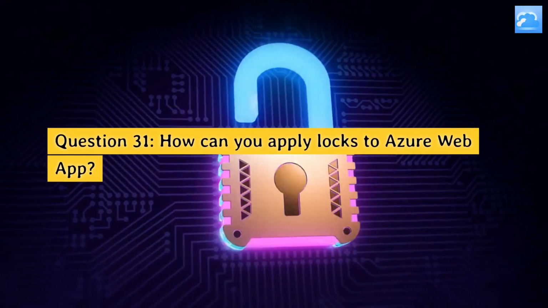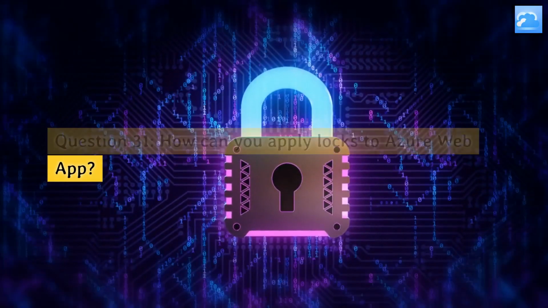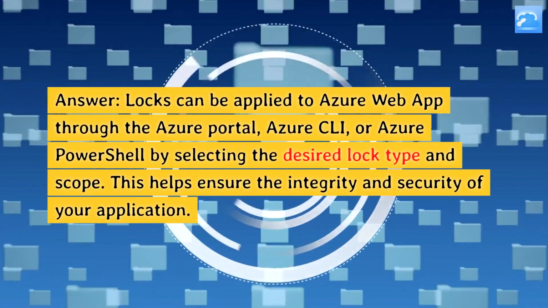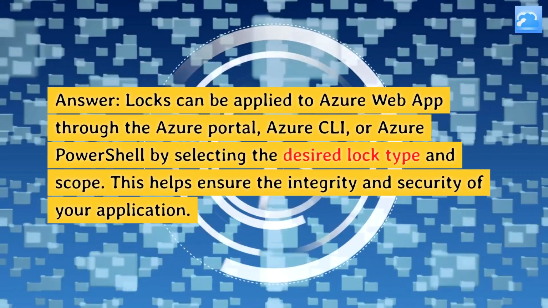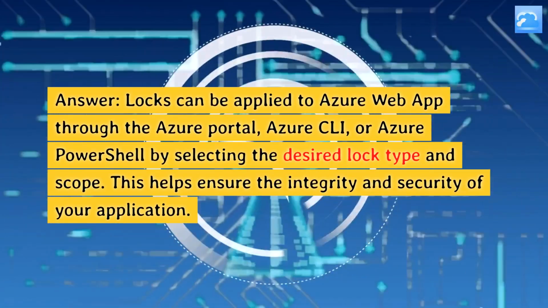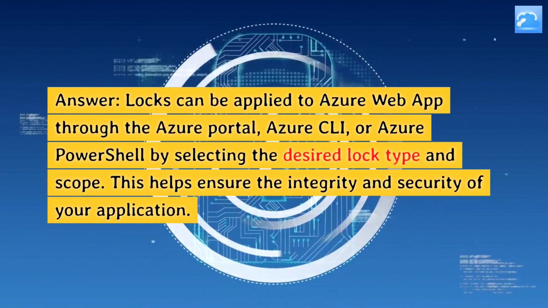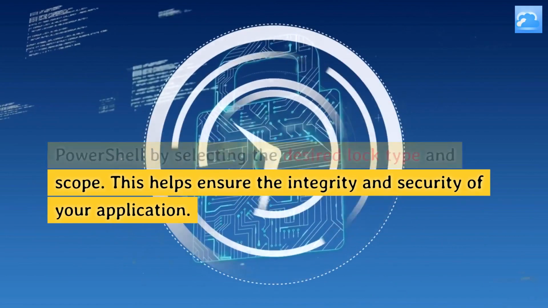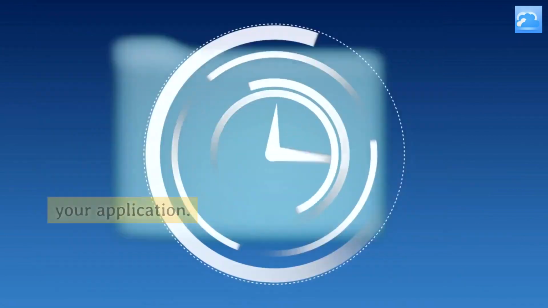Question 31. How can you apply locks to Azure Web App? Answer. Locks can be applied to Azure Web App through the Azure portal, Azure CLI, or Azure PowerShell by selecting the desired lock type and scope. This helps ensure the integrity and security of your application.